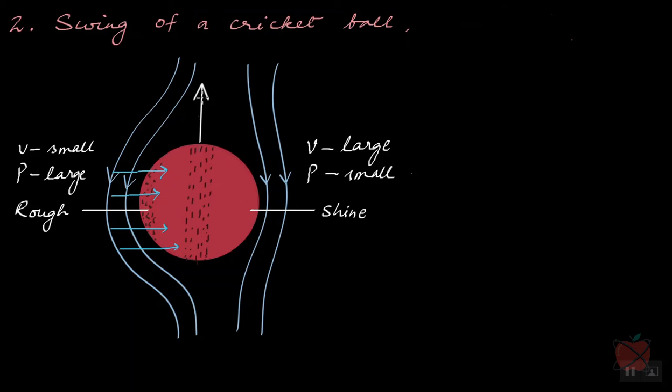So therefore, this ball, instead of going straight like this, will travel a curved path like that. It will travel a curved path like this. Why is it traveling a curved path? Because it is being pushed that way. Understand? So that is how the cricket ball swings. Got it? So this one is swinging towards the right side.